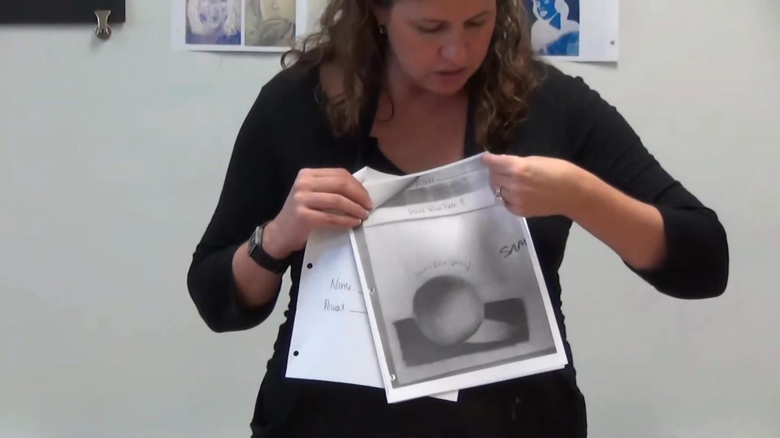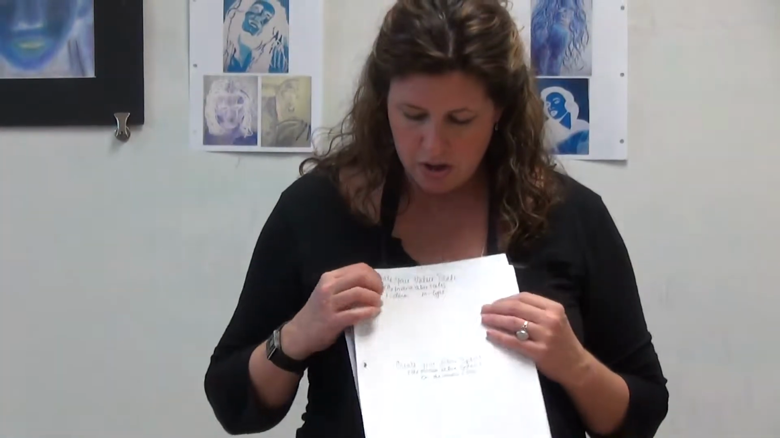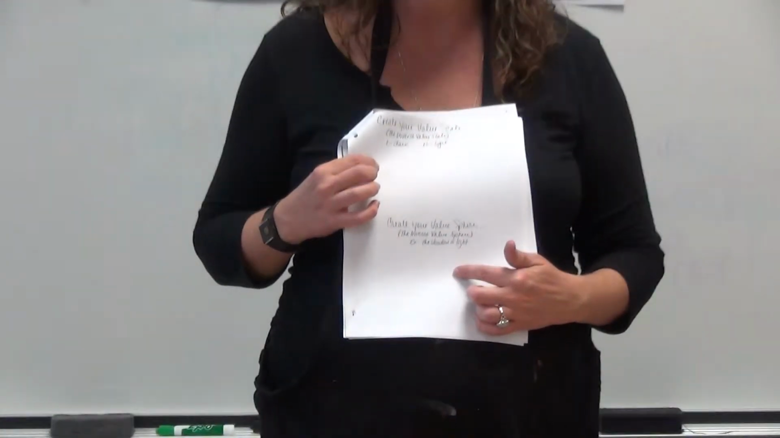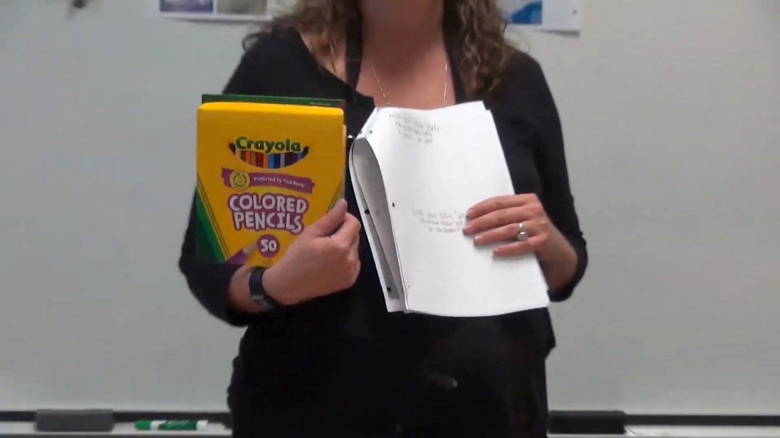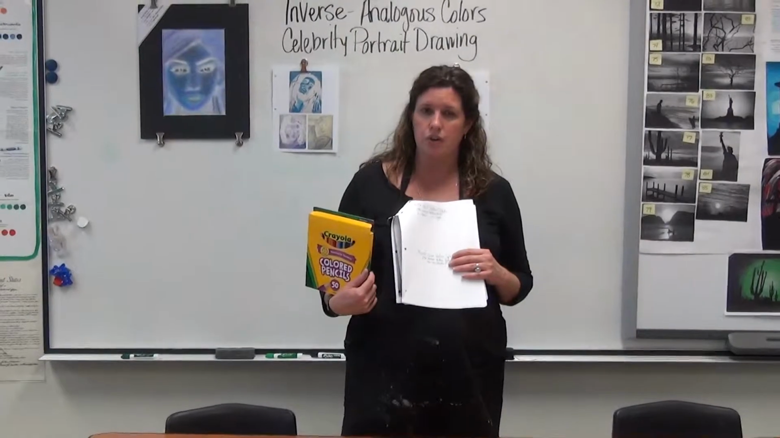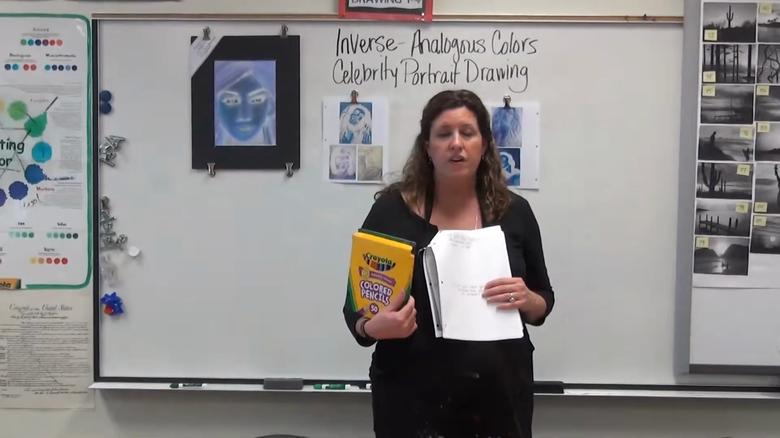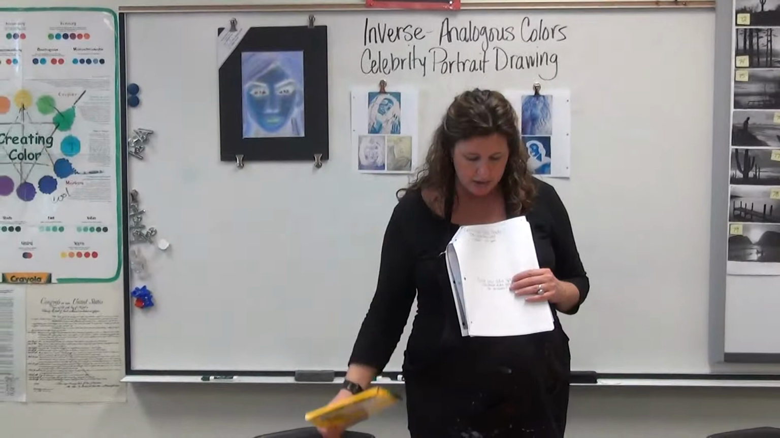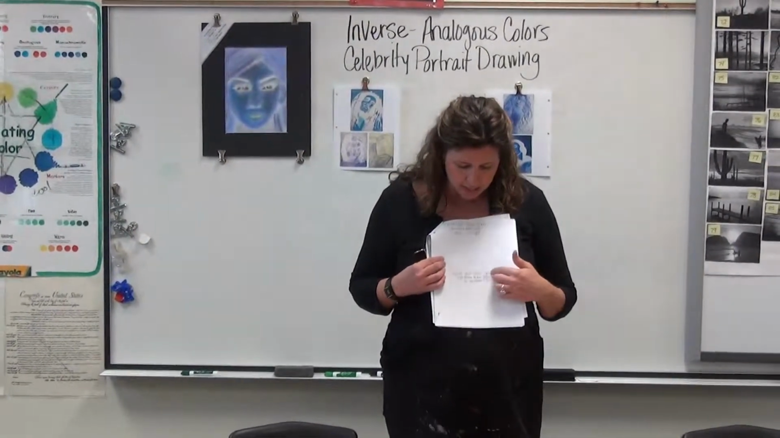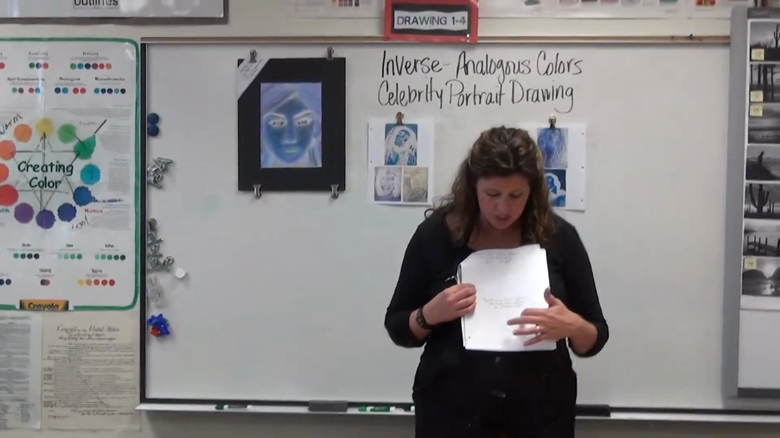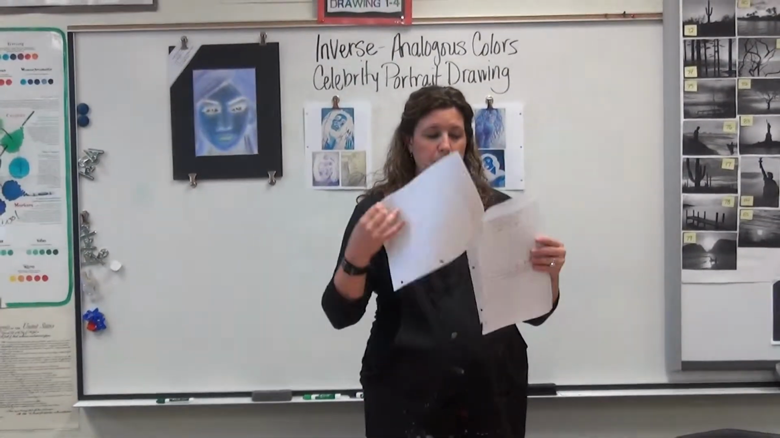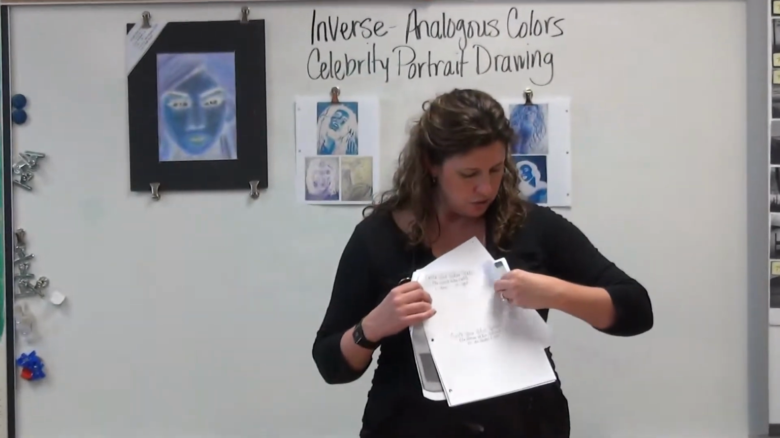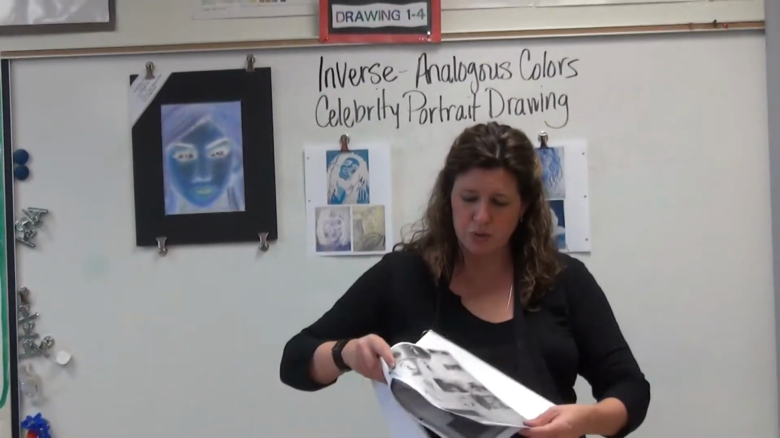In the packet, the first thing you're going to do is create an inverse value scale and value sphere using an analogous color scheme. So colored pencils again, 3 colors that are next to each other on the color wheel, like violet, blue, that kind of thing. Then you're going to create a value sphere doing the inverse. And again, how to do it is in the example right before me. Then here are more examples.